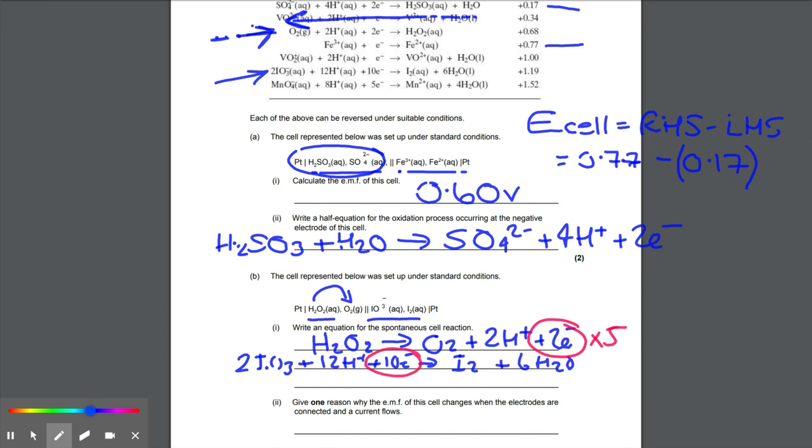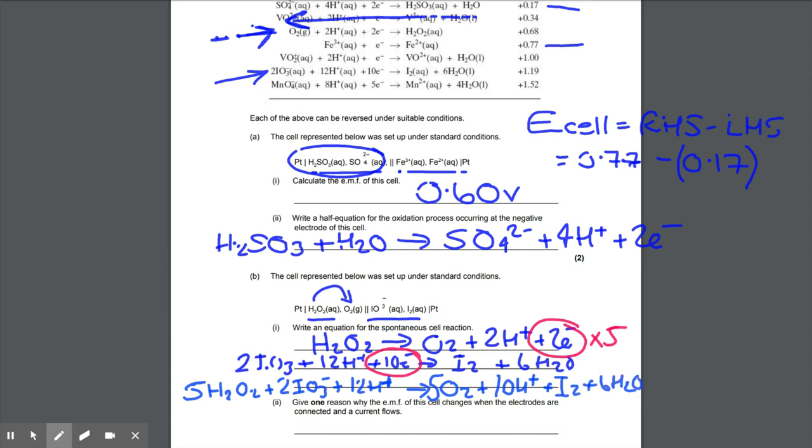So we'll end up with 5 hydrogen peroxides. We'll have the 2 iodates that we had originally. We'll have the 12 hydrogen ions, and we'll come back to those in a second, plus going to the electrons have now cancelled, going to oxygen, 5 of those, plus 10 hydrogen ions, plus the electrons which have now cancelled, plus the iodine and the 6 waters.